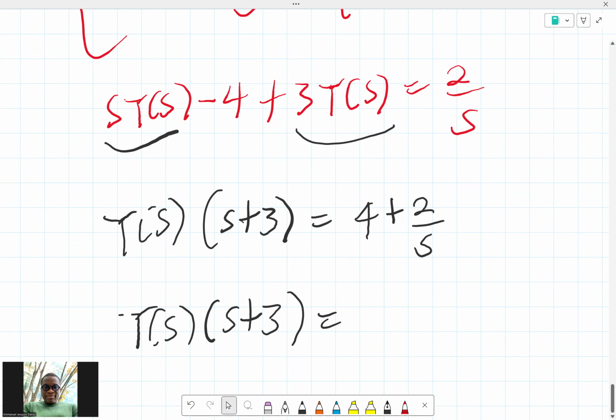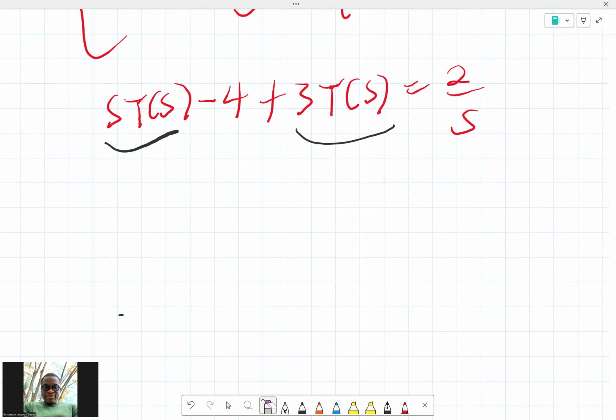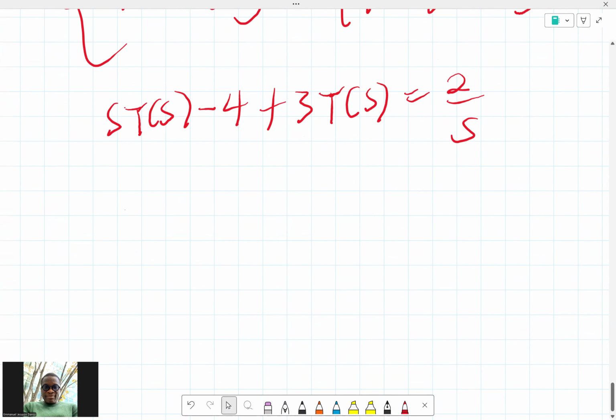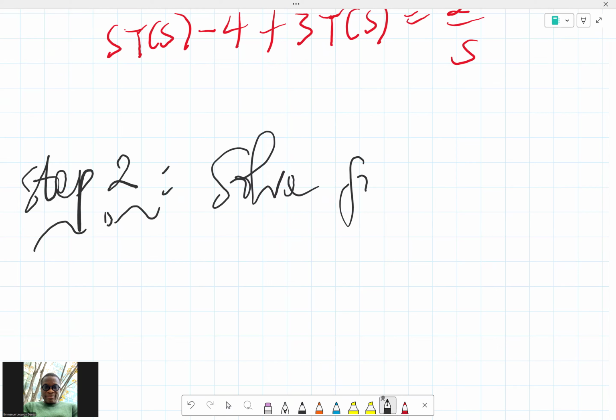Let me follow the steps. I'm in order, but I just want to make sure I'm following the outlined steps. So step 2 now, I think. Yeah, that was step 1. So for step 2, solve for y of s.